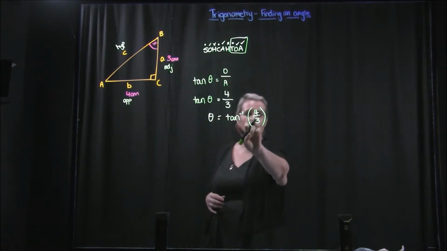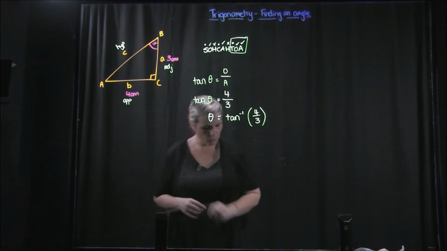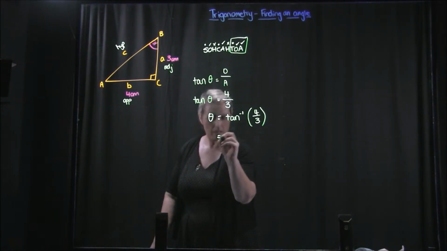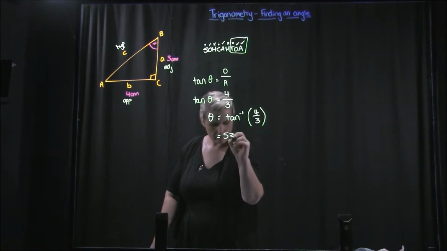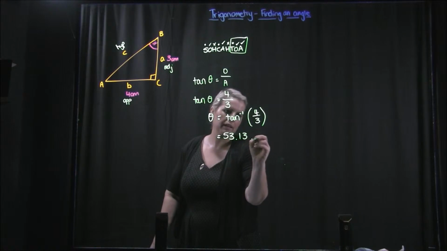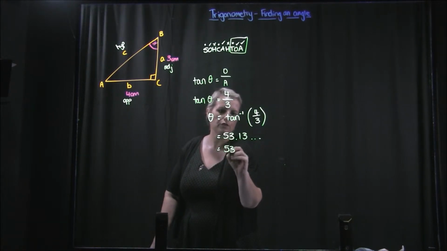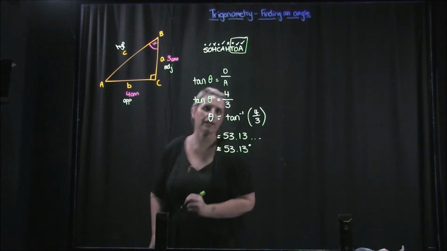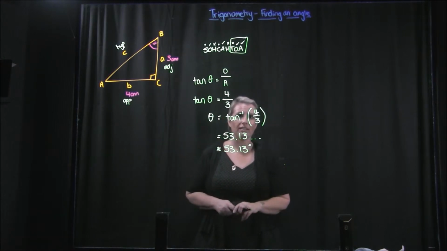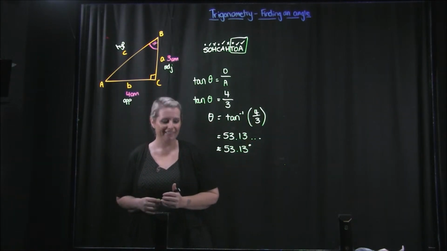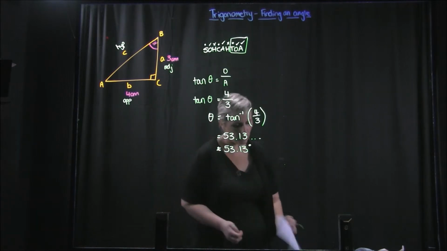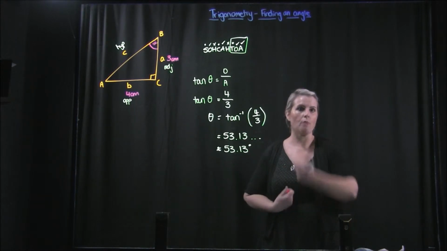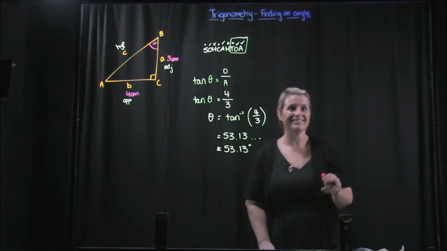So tan, inverse of tan, and then I put in my brackets 4 over 3. And what I end up with is 53.13, kind of continues, so I can just go 53.13 degrees, thereabouts. Okay, and that's straight up my calculation for a fluency finding an angle problem. Now, what I really want to look at is word questions. So I'm just going to pop a word question up and then we'll run through that.